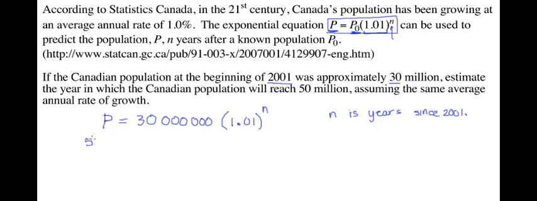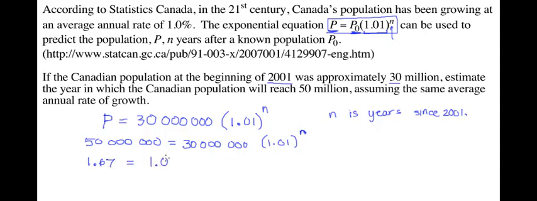So if we have 50 million for our population, and that equals 30 million times 1.01 to the nth power, how can we solve this for n? Well, we can divide both sides by 30,000 first off. That'll get rid of all these annoying zeros I'm having to write. If you divide both sides by 30,000, you'll get 1.67 equals 1.01 to the nth power. Good so far?